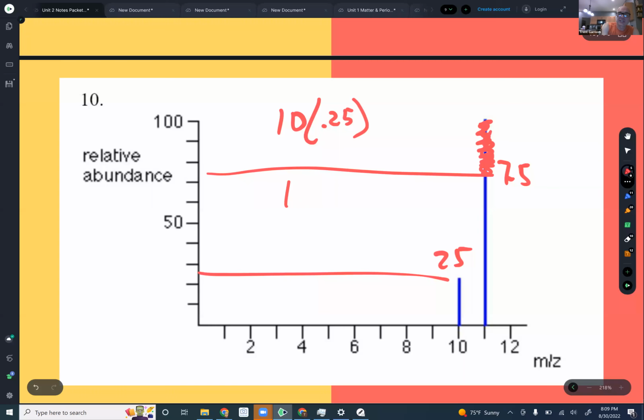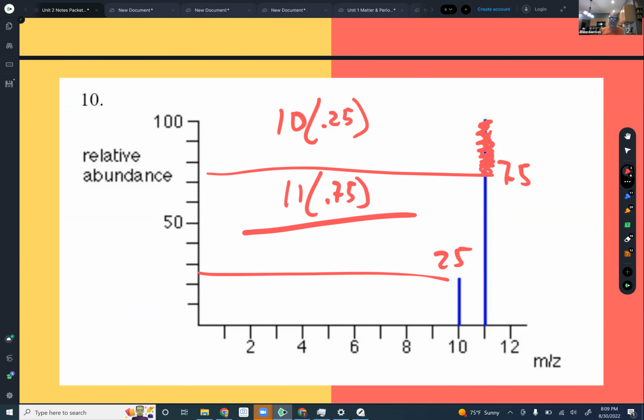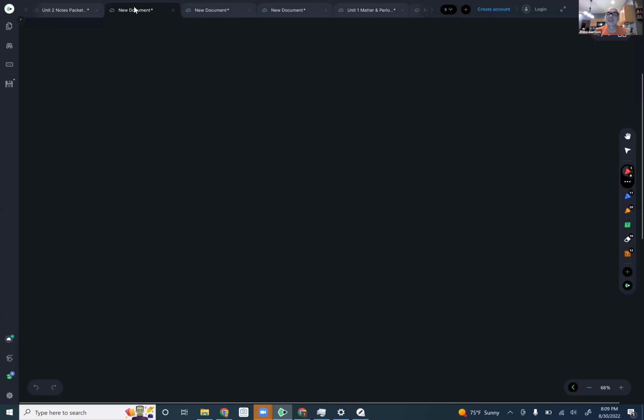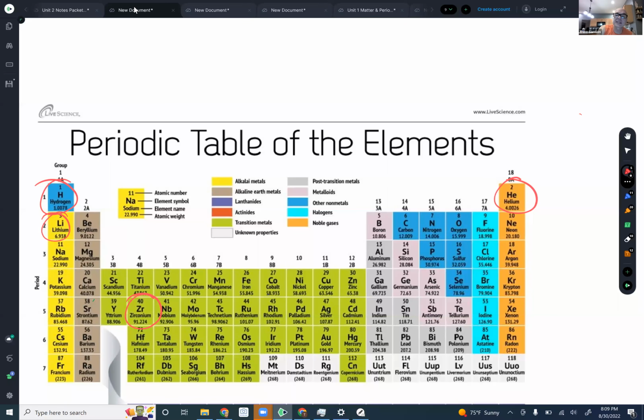and 11 times 0.75. If we add those two together after they've been multiplied, 10 times 0.25 and 11 times 0.75, we get 10.75. All right, so we go and find our element that weighs somewhere close to 10.75, and you would see that that's going to be boron, that was the element sample.